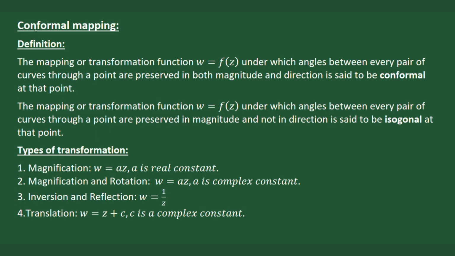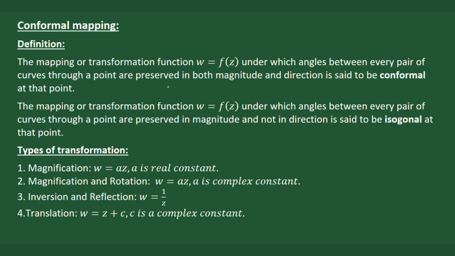In this video, let us see about conformal mapping. First, the definition: the mapping or transformation function w = f(z), under which angles between every pair of curves through a point are preserved in both magnitude and direction. Such a transformation is called a conformal mapping or conformal transformation.